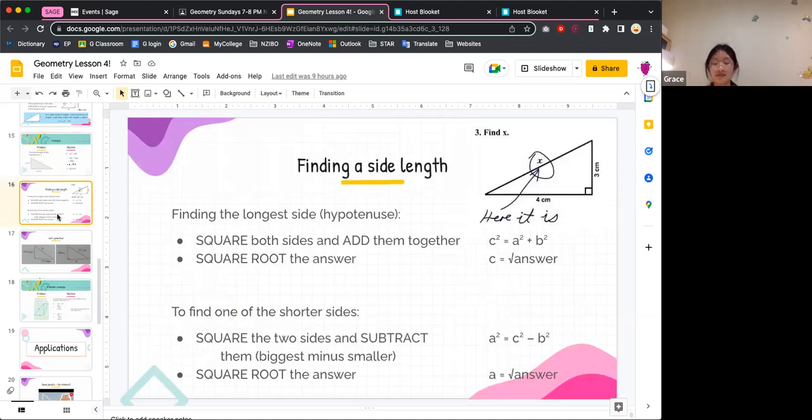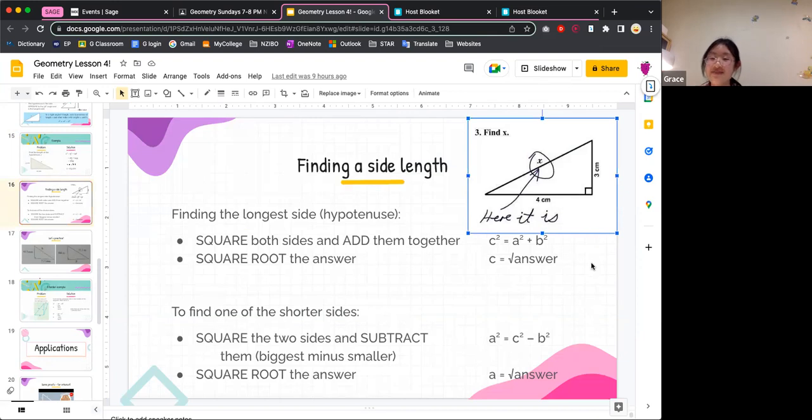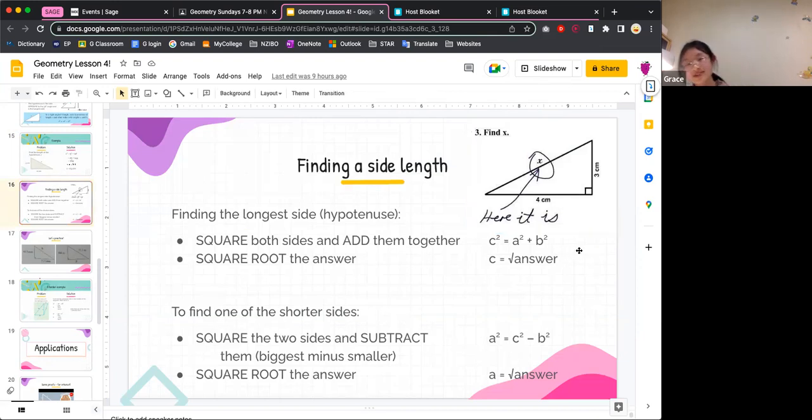Oh, I love this little joke over here. Find x, they just circled it. Yeah, I wish I could do that on my maths tests.